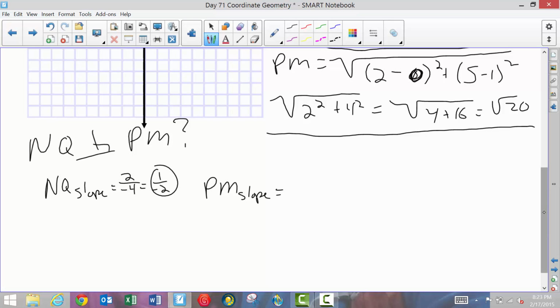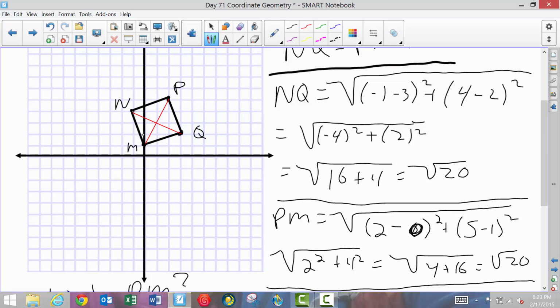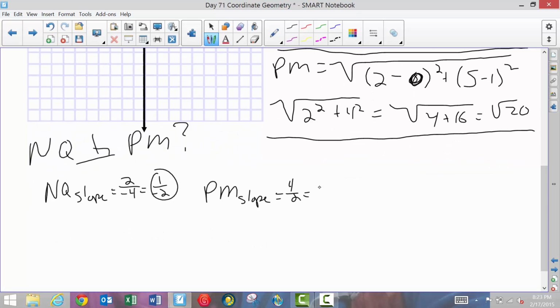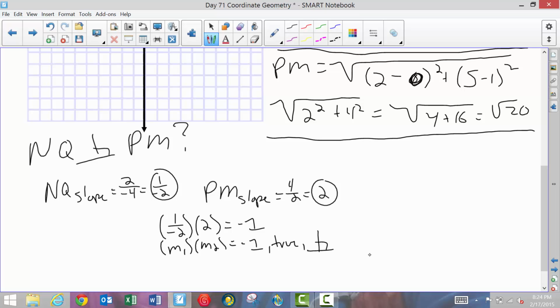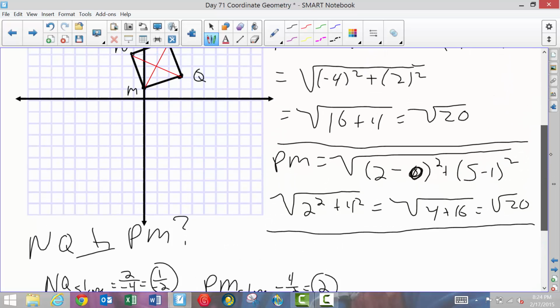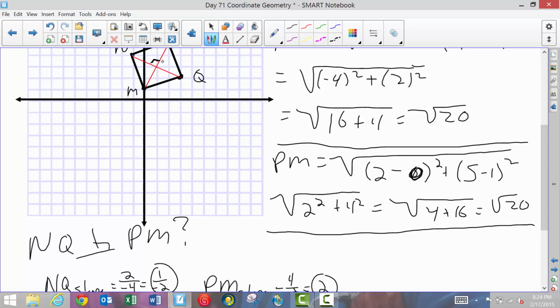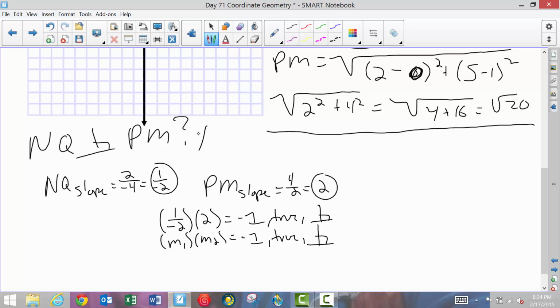Now I have to do my PM slope. PM, I go up 1, 2, 3, 4 over 2. So this is 4 over 2, which is 2. So notice that I have -1/2, and if I times it by 2, I get -1. So if you multiply two slopes, slope 1 times slope 2, and that's -1, then it's perpendicular, and this is true. Therefore, those slopes are perpendicular. Therefore, I know that the diagonals are going to be 90 degrees. So yes, diagonals are perpendicular.